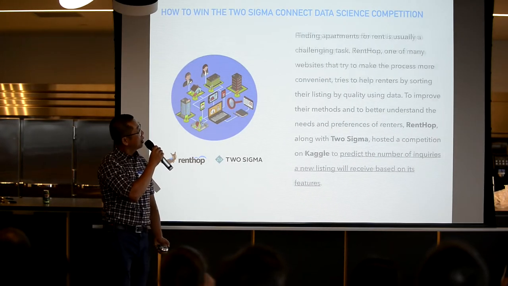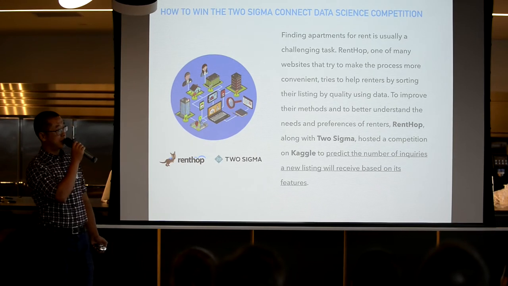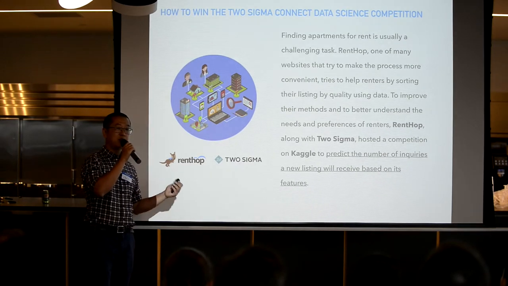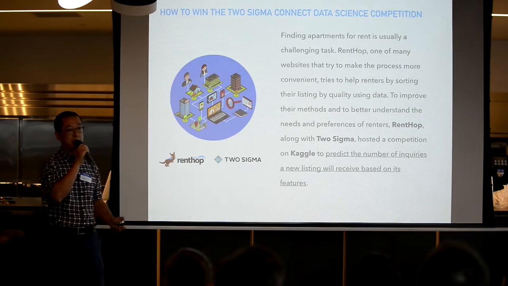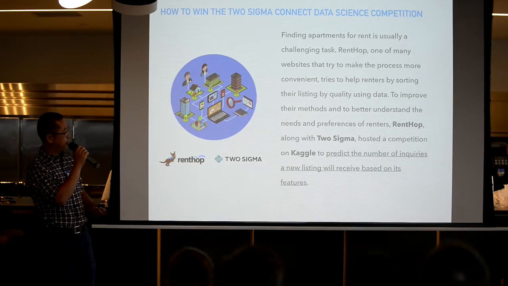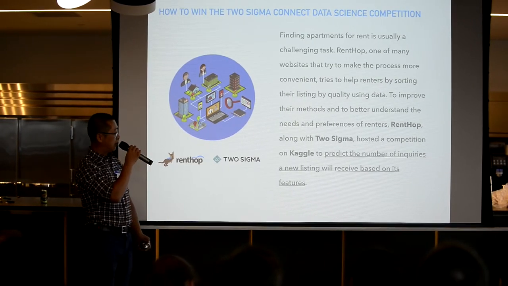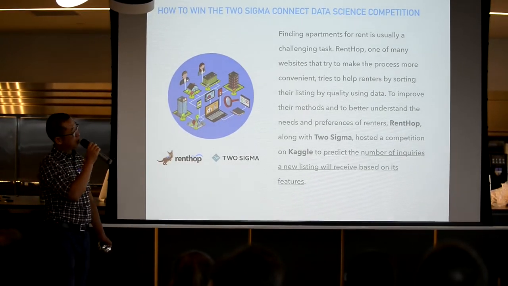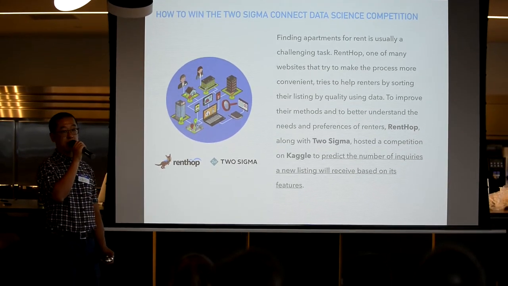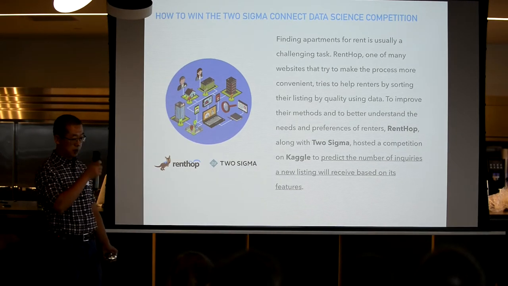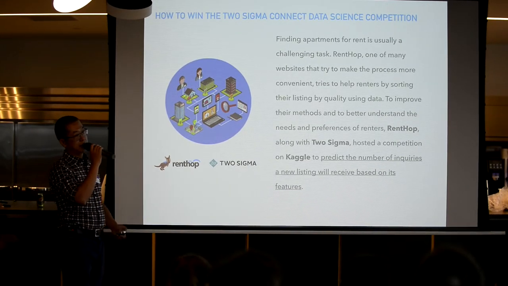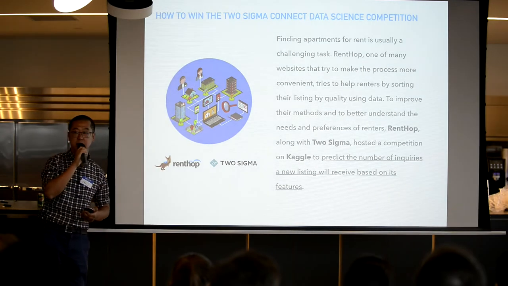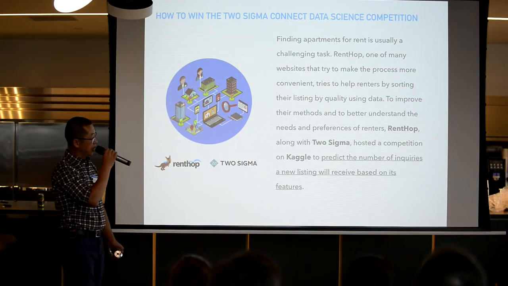For today, I'll be talking about the Two Sigma data science competition. Two Sigma is a hedge fund company known for its advanced technology in machine learning and artificial intelligence, and RentHop is an apartment search website. They're challenging data scientists all over the world to predict how many inquiries there would be for a specific listing, based on the apartment's features like the size, the number of bedrooms, the number of washrooms, the price, the location, et cetera.